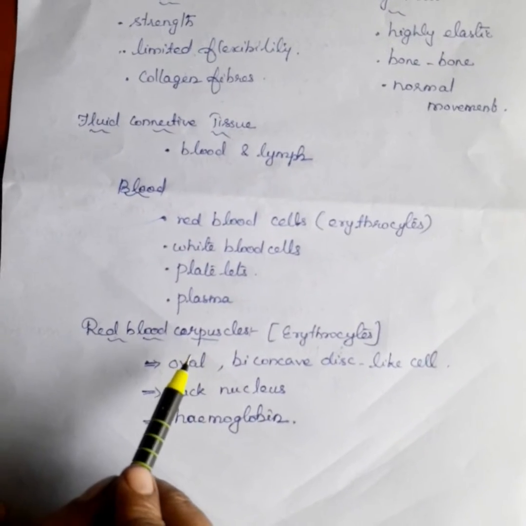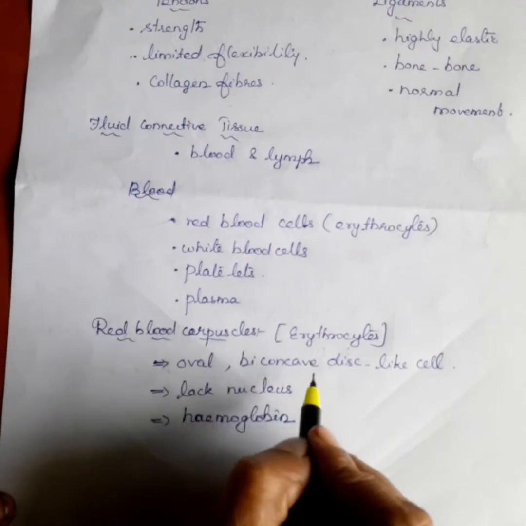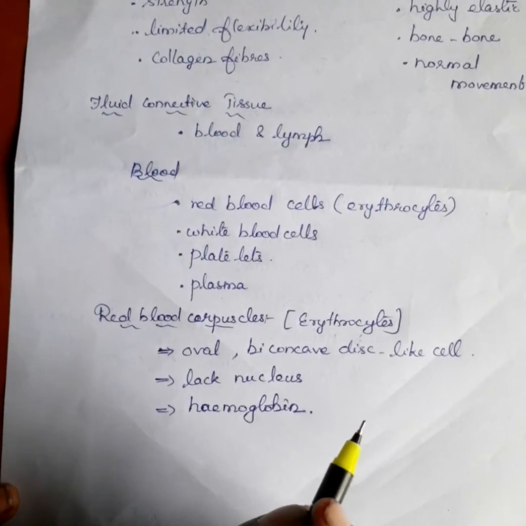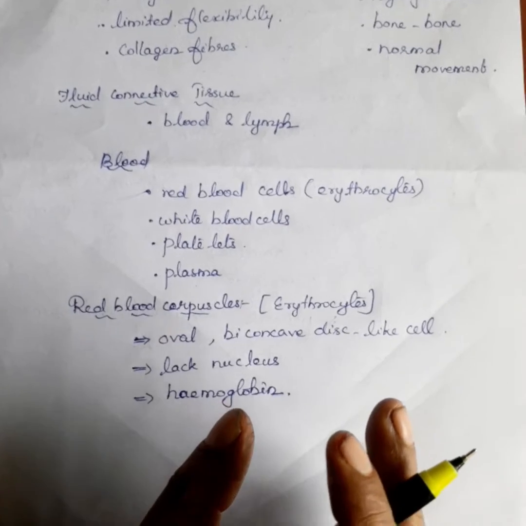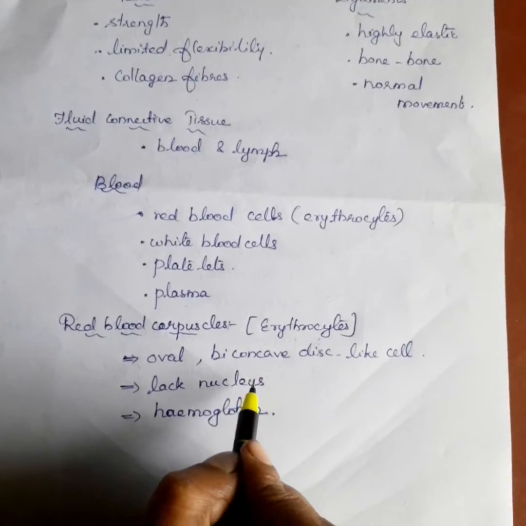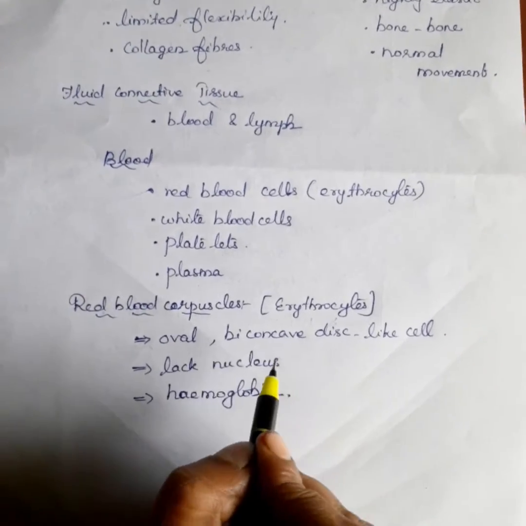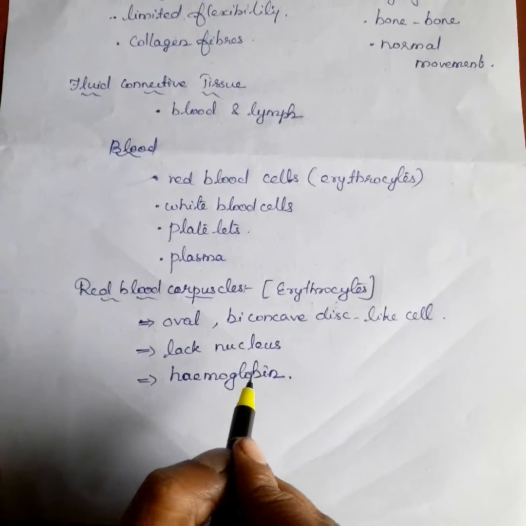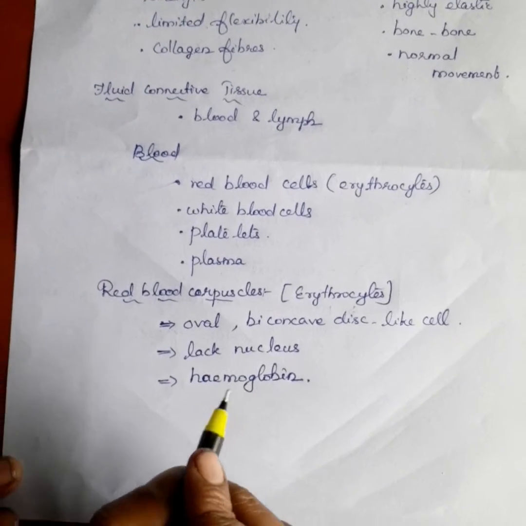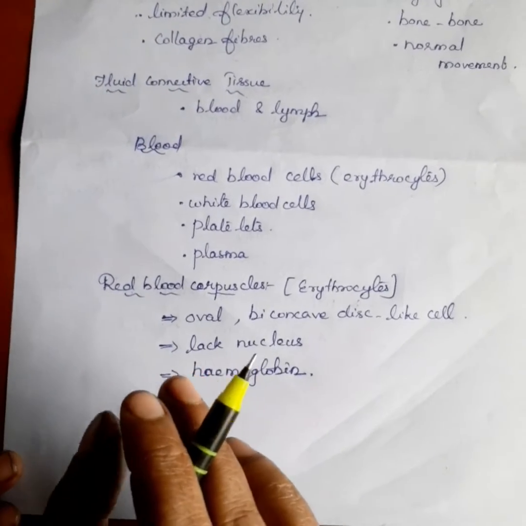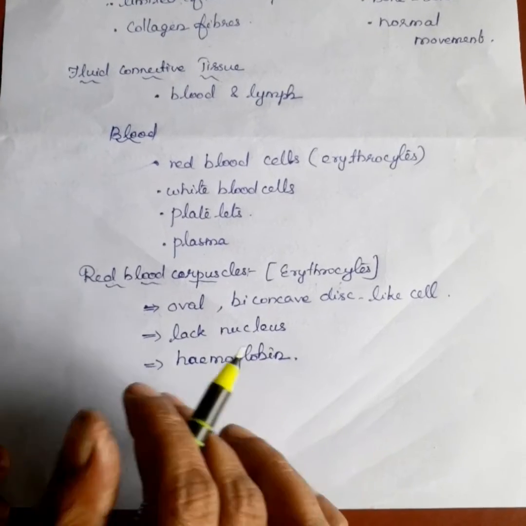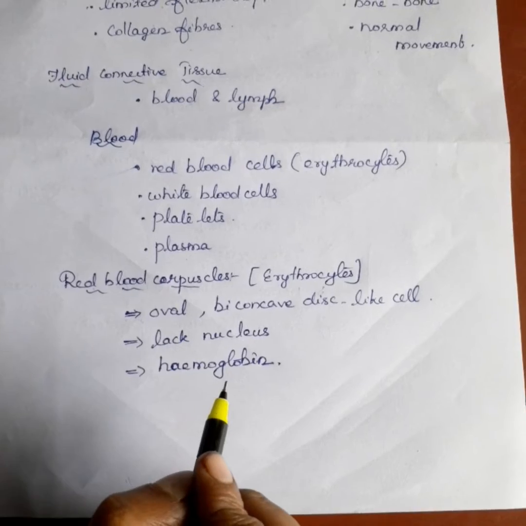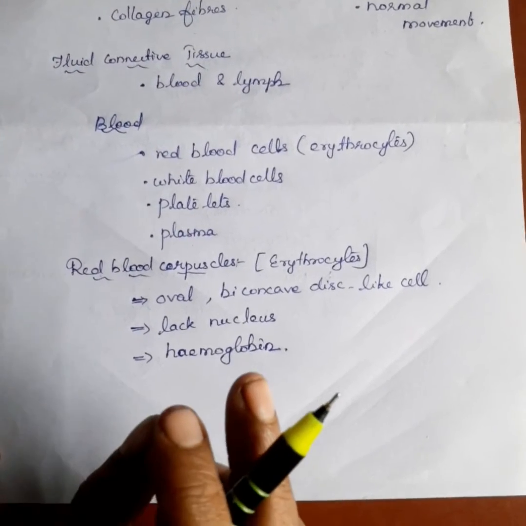Red blood cells are otherwise called erythrocytes. Here the red blood cells are oval, circular, biconcave disc-like cells. They have no nucleus. They have hemoglobin, which carries oxygen and transports it to the tissues. The hemoglobin gives the red color to the red blood cell.